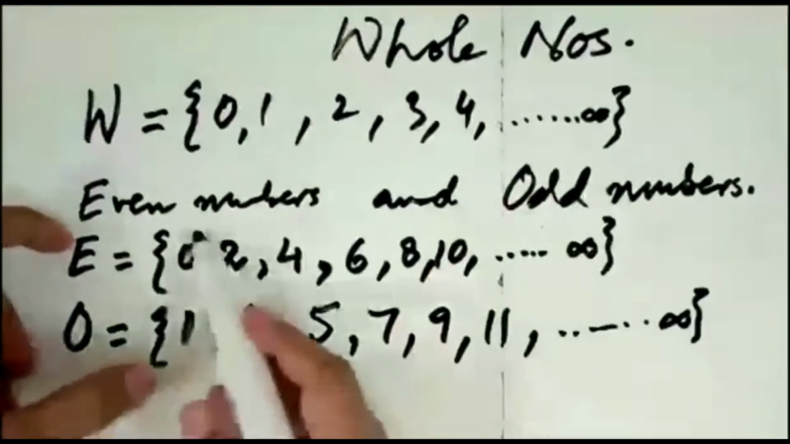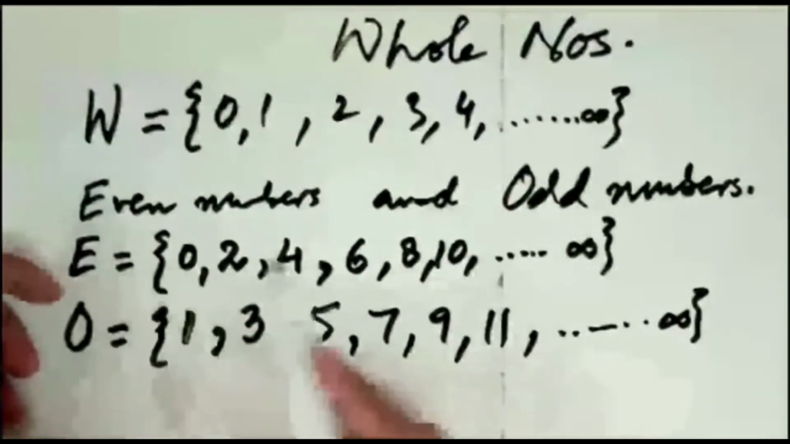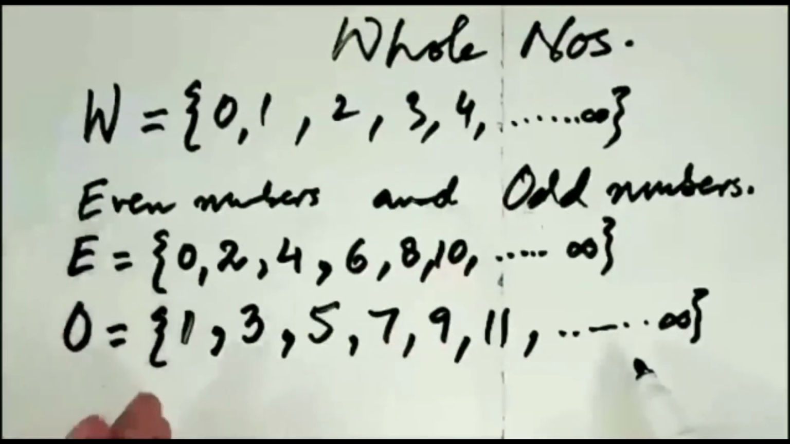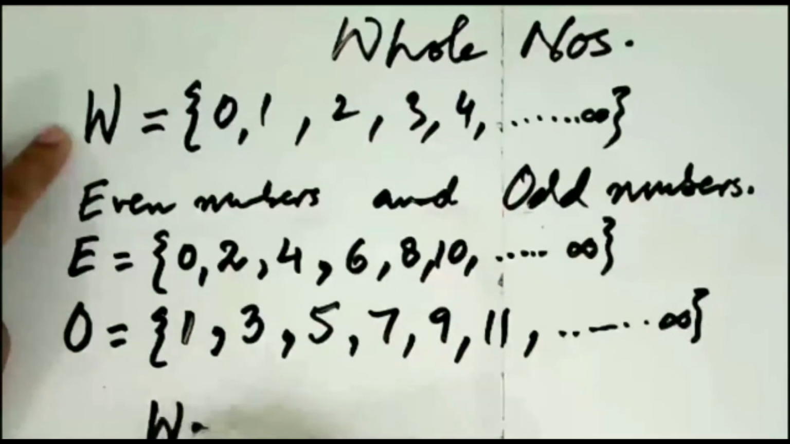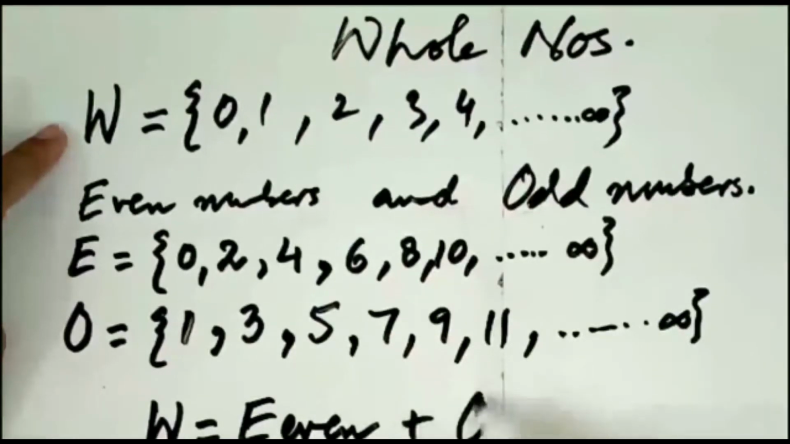If you write down all the even numbers and odd numbers together, that will form your whole numbers. So you can write here W is equal to all the even numbers plus odd numbers.